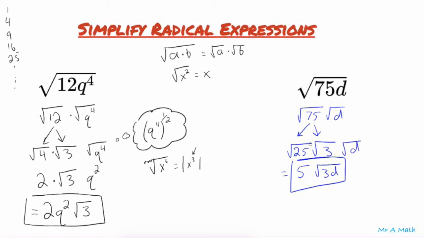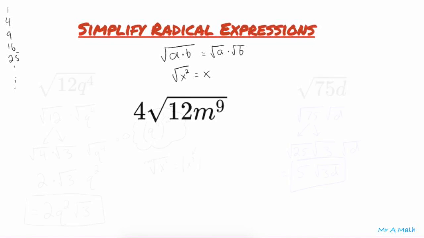All right, let's look at one more slightly difficult problem. Here we have a more complicated looking one, but this really doesn't do anything different if you break everything down first before you simplify. So I'm going to separate everything into 4 times the square root of 12 times the square root of m to the 9th. And now I'm going to break these down into perfect squares if possible. So 12 we already dealt with before. That can be the square root of 4 times the square root of 3. This is going to be a more complicated one.